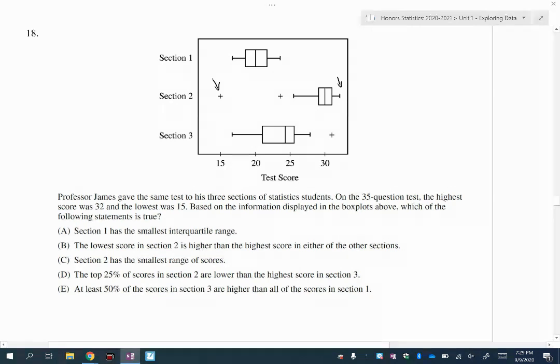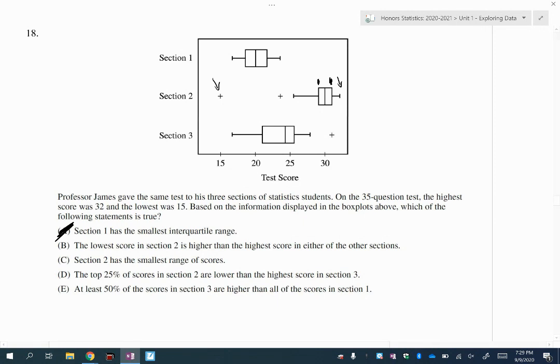Based on the information displayed, which of the following is true? Okay, section 1 has the smallest IQR. So they're saying that section 1 has the thinnest box. Well, the thinnest box is actually section 2. You see here's quartile 1, here's quartile 3. That's actually the skinniest box. So section 1 doesn't have the smallest IQR. Section 2 does.